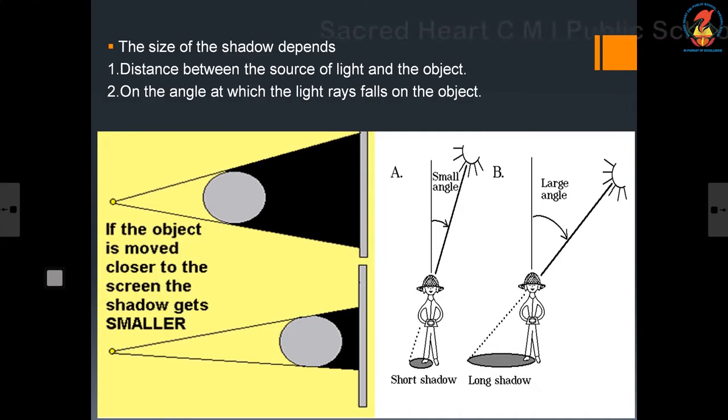Okay. So, the size of the shadow depends upon the distance between the source of the light and the object. If the distance between the source of the light and the object is less, the size of the shadow formed will be more. If the distance between the luminous object and the opaque object is more, then the size of the shadow will be very less.